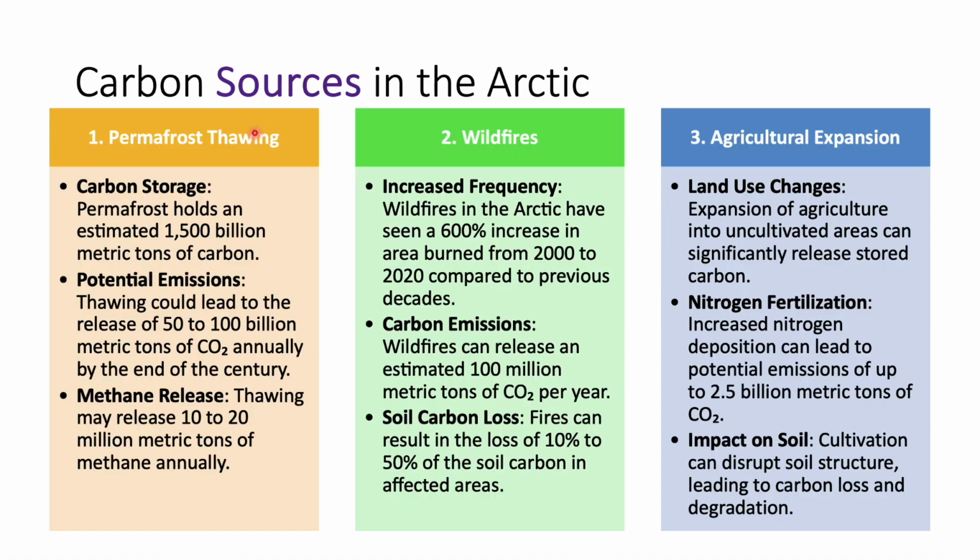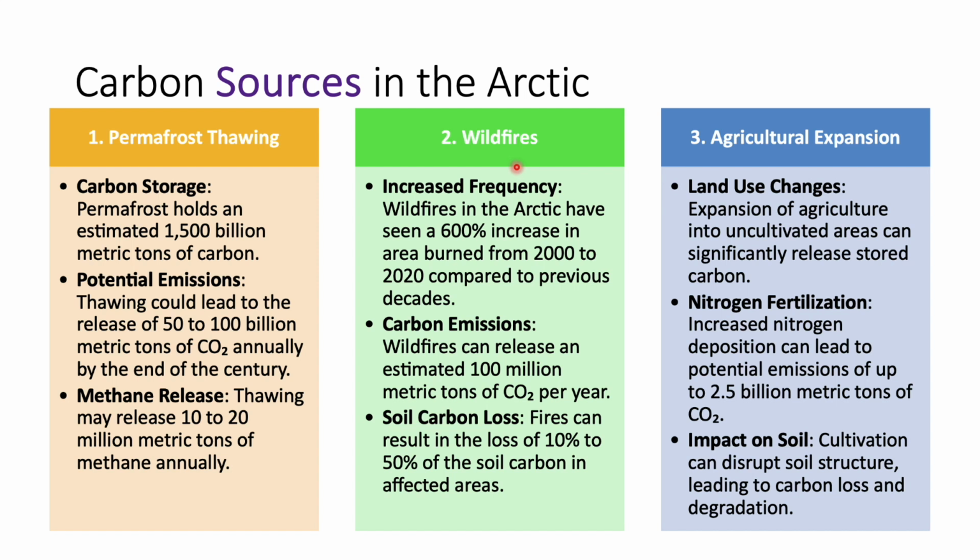So let us look at what the sources of carbon in the Arctic are. The first one is permafrost thawing. Around 1500 billion metric tons of carbon is stored in the permafrost, and there is a potential emission because this thawing may lead to 50 to 100 billion metric tons of CO2 released annually, and methane release is also expected, around 10 to 20 million metric tons of methane annually. So these may be the sources of carbon from the permafrost thawing.